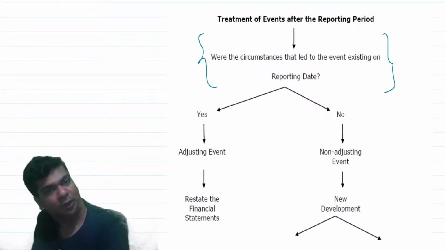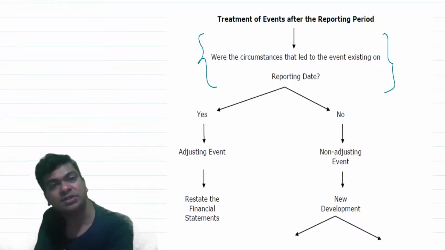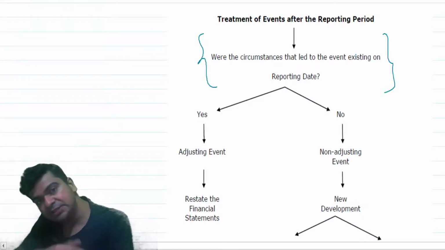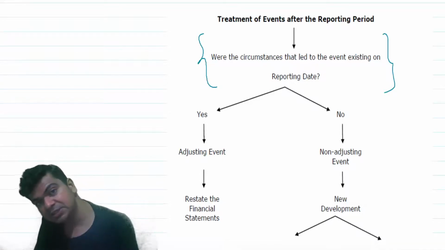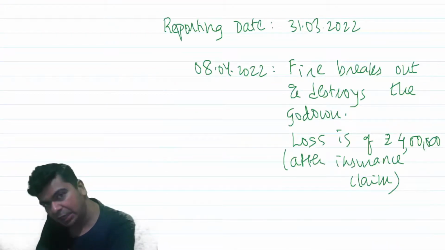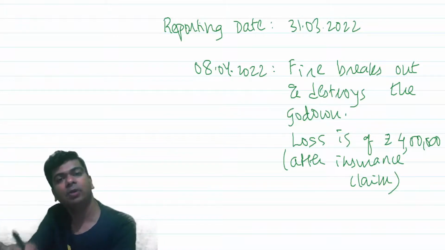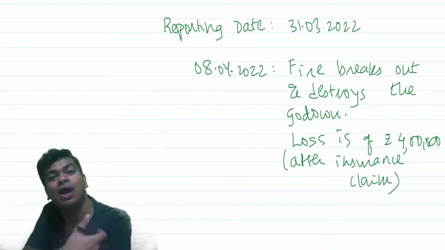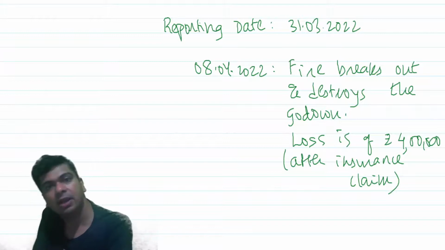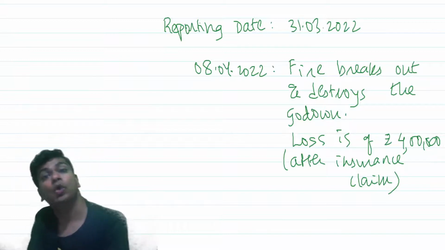I'll take you back to that question only. This question will only decide your treatment. What's the question? Were the circumstances that led to the event existing on reporting date? Tell me, what is the event? The event is that fire breaks out. Were the circumstances that led to the breakout of fire existing on the reporting date? Basically, you are asking yourself, were you knowing on 31st March 2022 that on 8th April 2022, a fire will break out in our company and the godown will get destroyed? Were you knowing this? If you say yes, I was knowing, then obviously the next question will be that why you did not stop the fire from happening in the first place, isn't it? So we will have to treat this as non-adjusting event.